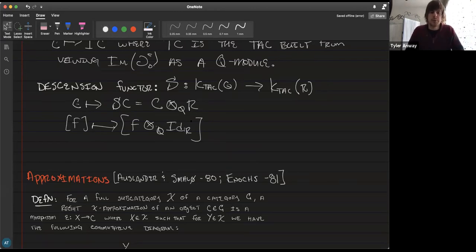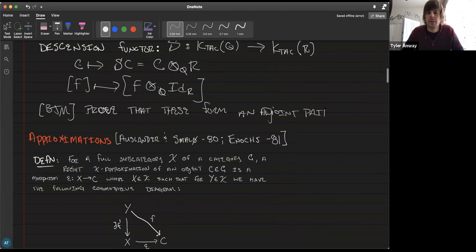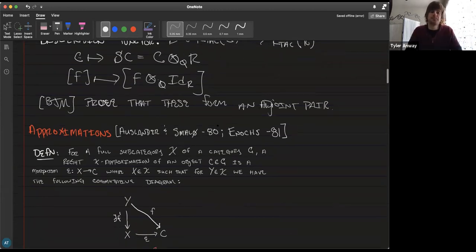Right. So Berg, Jorgensen, and Moore in the very same paper prove that these form an adjoint pair. Right? And it will become apparent why this is important later on.